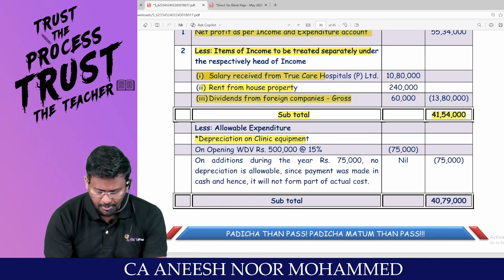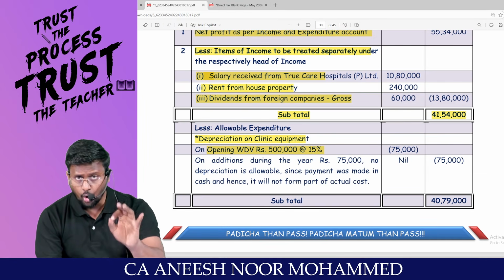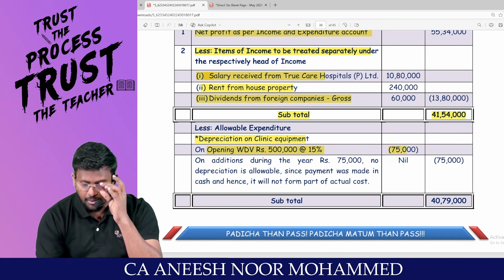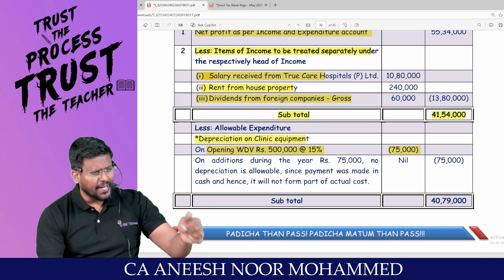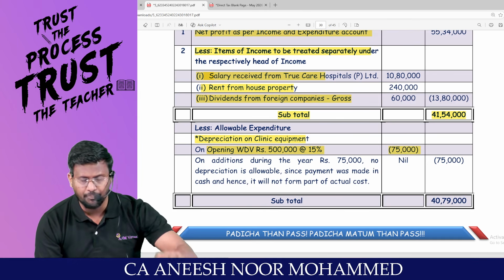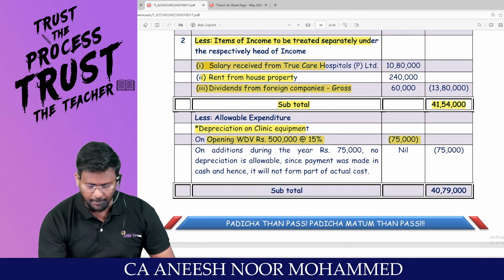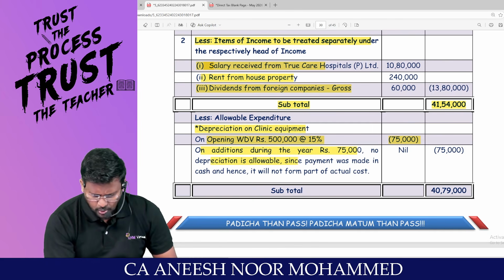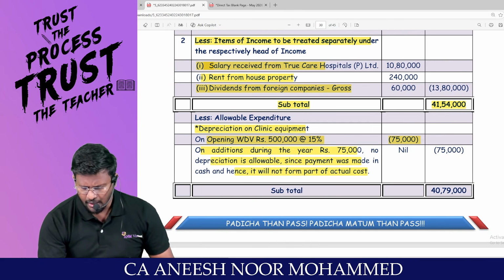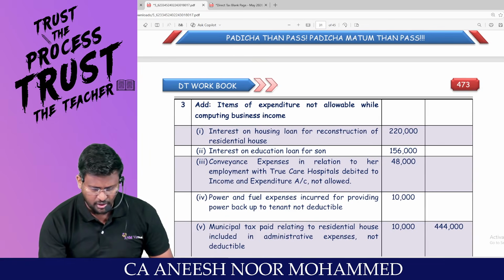Depreciation on clinical establishment, only on 5 lakh opening, you are entitled to get 15%. Because the newly acquired asset has been purchased by cash, 40A subsection 3 provisions will be applicable. On the addition of 75,000, no depreciation because it has been paid by cash. Only 75,000 depreciation is allowable.